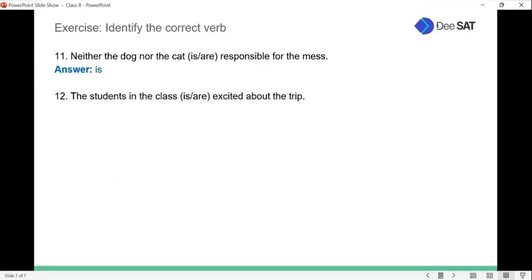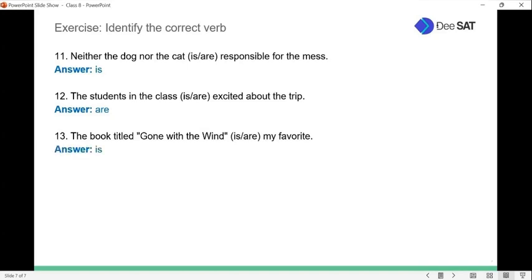The students in the class. Now, this is about the subject ambiguity situation. We've already talked that this becomes a prepositional phrase. So, students is your subject, and accordingly, are excited about the trip. The book titled Gone with the Wind: irrespective of the plural or the singular subject, your titles will be followed by a singular form of verb. So, is my favorite.